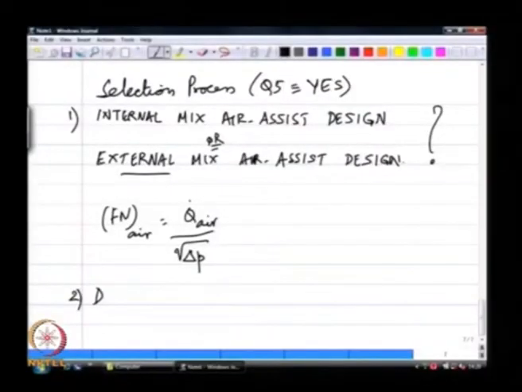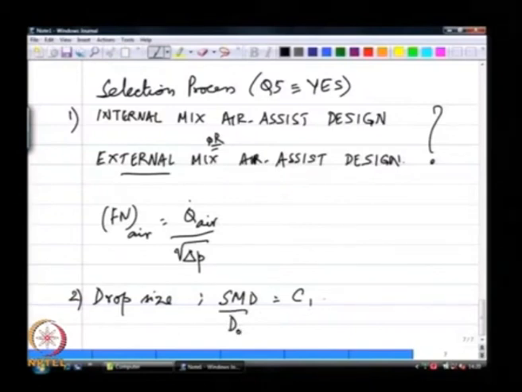Now, drop size. Because you have this additional handle of the air assist in the air assist atomizer, you can go to what are called the Sauter mean diameter correlations. Typically the Sauter mean diameter divided by, let us say, the diameter of the orifice would be given to you in the form of a correlation like this, based on the Weber number and the Ohnesorge number. Okay, we will write down what these are.